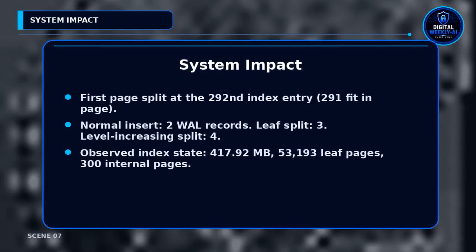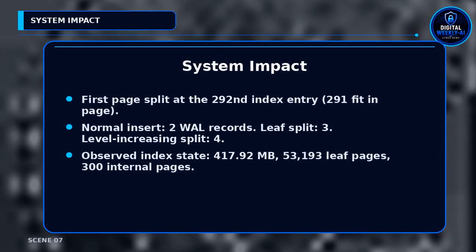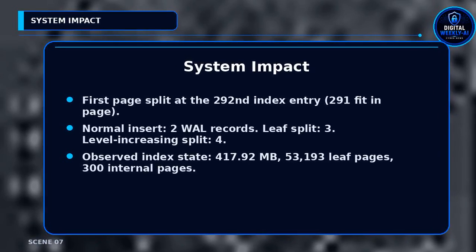On the system side, a Postgres B-tree experiment provides concrete numbers. The first 291 index entries fit in a single page. The 292nd insert triggered the first split and created a root above 2 leaves. Most inserts generated 2 WAL records, heap plus index. Leaf splits wrote 3 WAL records, a level-increasing split wrote 4. The author observed an index at 417.92 megabytes, with 53,193 leaf pages and 300 internal pages.